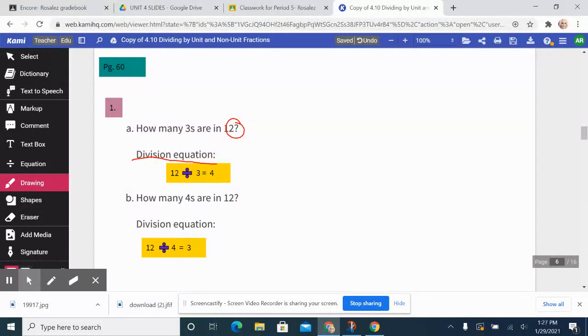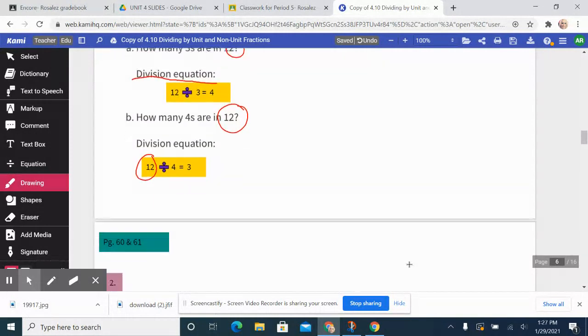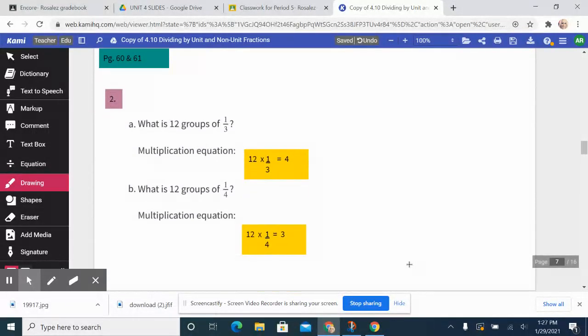So for letter B, how many 4s are in 12? Keep note, 12 is the total, so 12 needs to come first. So 12 divided by 4 makes 3. So under B, write what you see in the yellow box. I think A is on page 60 and B is on 61. So just follow through, but you're on pages 60 to 61 for this slide.